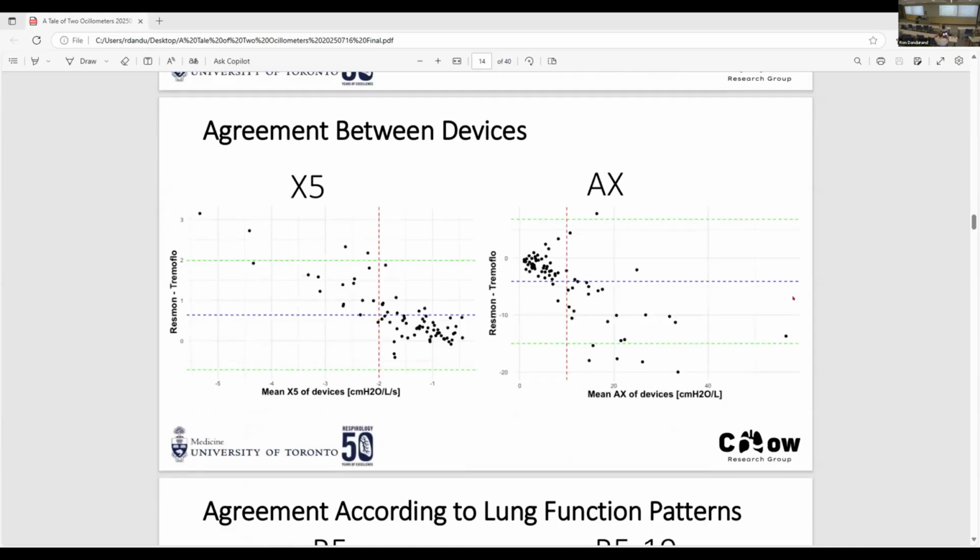The X5 parameter shows somewhat good agreement below a mean X5 value of -2. And after this point, there's a trend away from 0. The bias for X5 is above 0, indicating that the Resmon device finds higher values than the TremoFlow device. In the area of reactance parameter, there's good agreement below an area of reactance of 10 centimeters H2O per liter. And after this point, the agreement declines between devices.